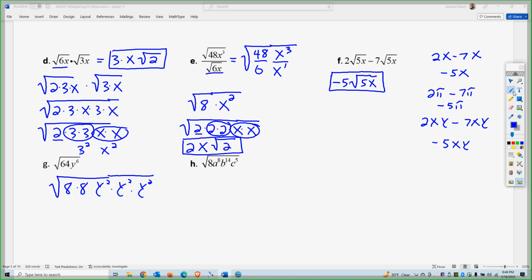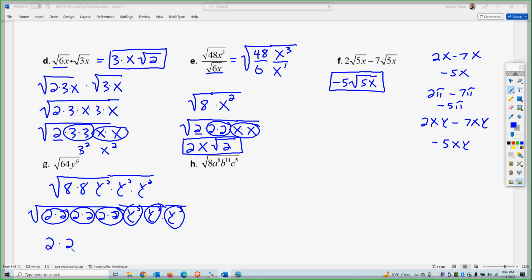Okay, so the 8s I can break up into 2, 2, 2. So I have 2, 2, 2, and then 2, 2, 2. That's 8. And then y2, y2, and then y2. Okay. So there's a pair of 2's, there's a pair of 2's, there's a pair of 2's, there's a pair of y's, there's a pair of y's, there's a pair of y's. So everything came out, so this is a perfect radical. So this is 2 times 2 times 2 times y times y times y. So my final answer, 2 times 2 times 2 is 8. Y times y times y is y to the third. So that is a perfect radical because everything came out.